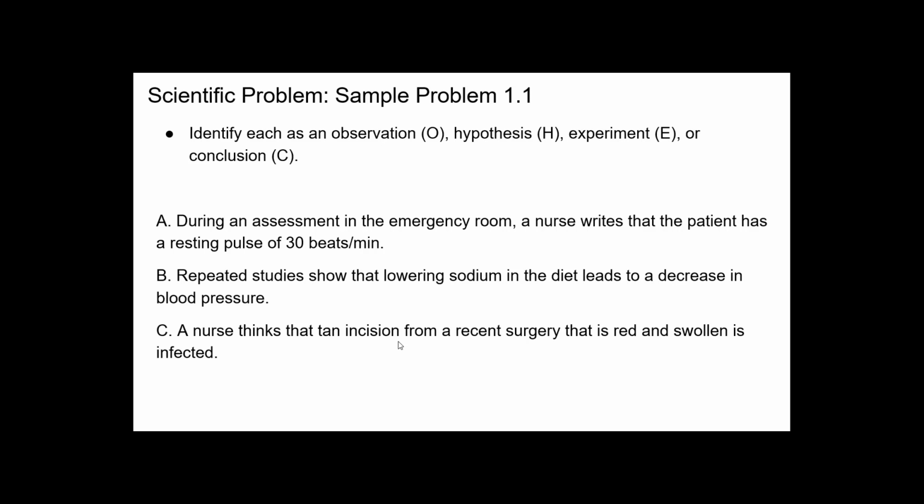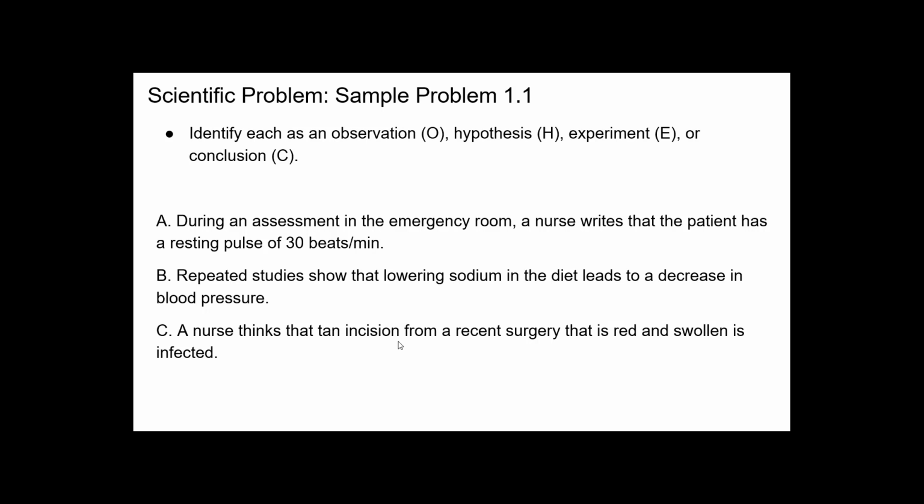So here are some examples. Identify each as an observation, hypothesis, experiment, or conclusion. During an assessment in the emergency room, a nurse writes that the patient has a resting pulse of 30 beats per minute. Now, this is from another chemistry class I have. This is for nursing students, but I also bring this over because these are a little bit more relatable than the science we're going to jump into. If you can understand some of the foundational stuff in ways that make sense, then you can transfer it over.